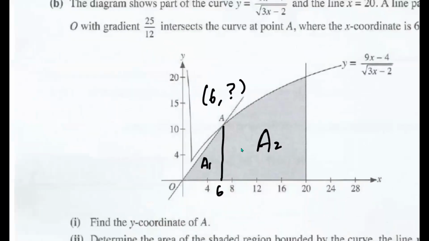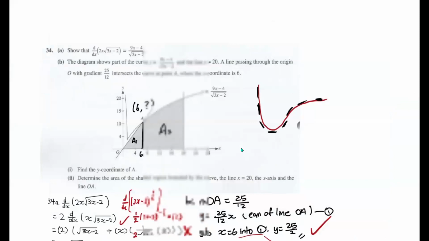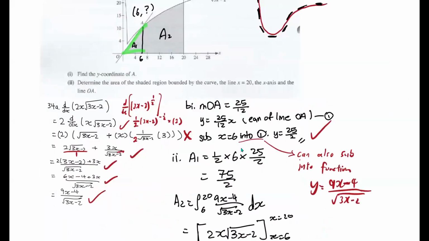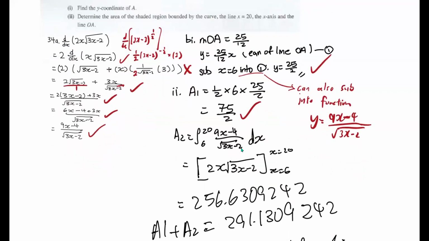Let's see if your setup is okay. A1 equals to upper minus lower. But actually it's a right angled triangle, so you don't really need it. You just need half times base times height. Half times 6 times 25/2. Okay, good. Then next one is A2.